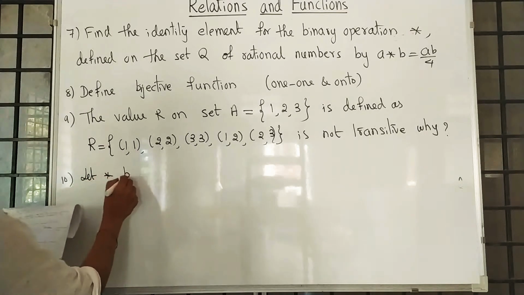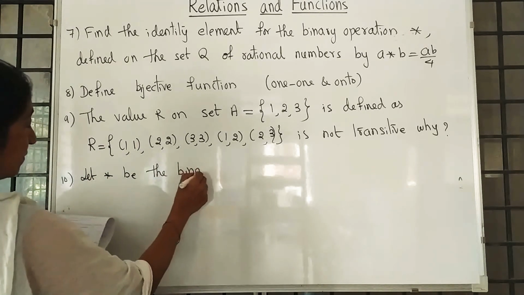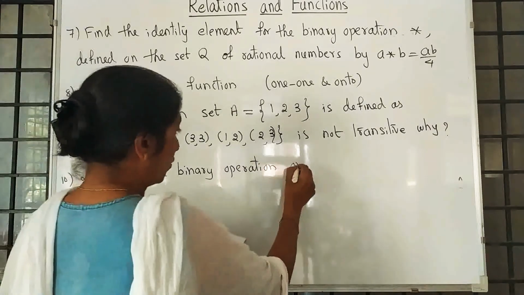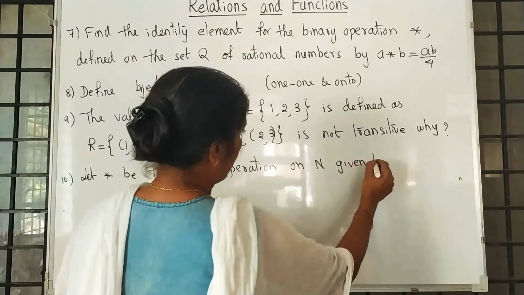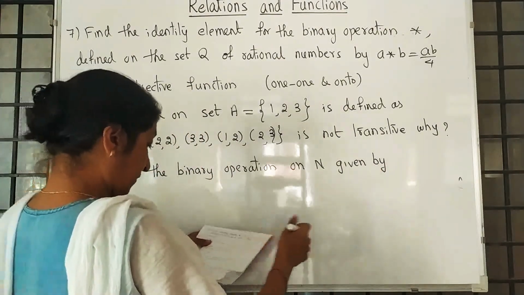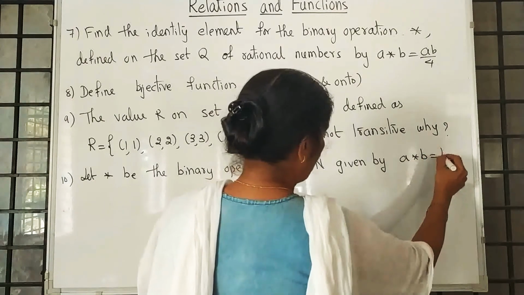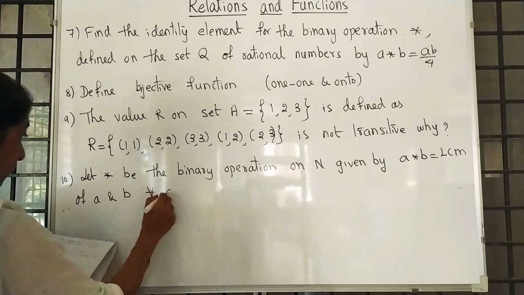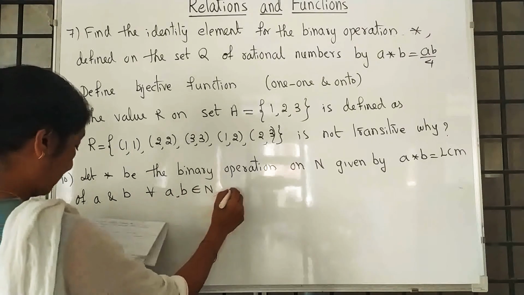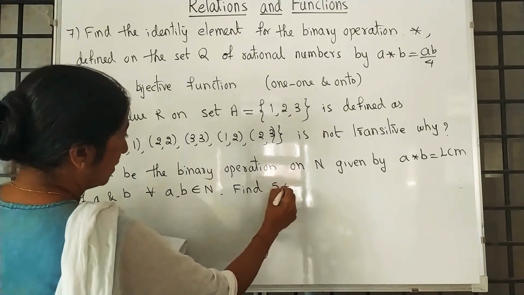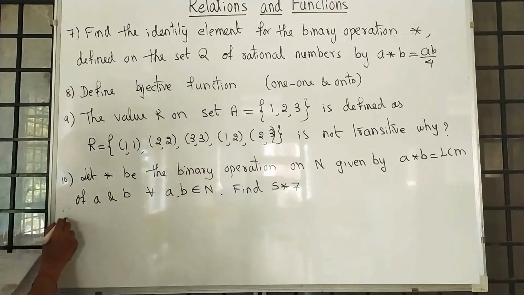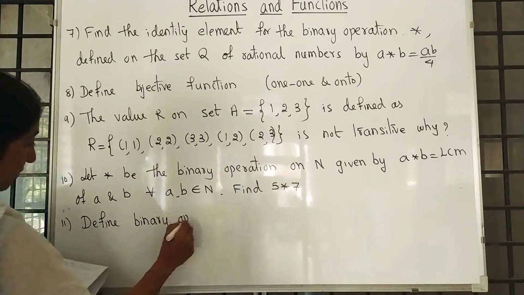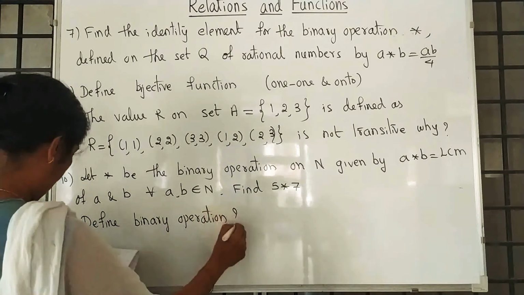Moving to the next question, that is the 10th one. Let star be the binary operation on N given by a star b is equal to LCM of a and b for all a, b belongs to N. Find 5 star 7. 11th. Define binary operation. Next, 12th.